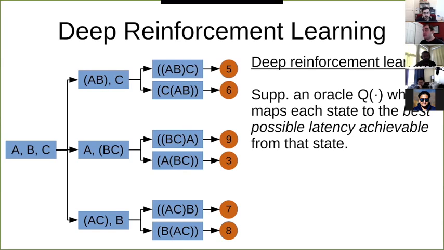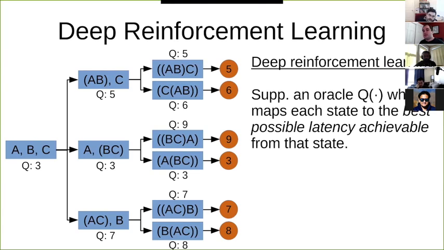Now, deep reinforcement learning, on the other hand, instead of assuming a cost model, suppose we had a magical oracle function that we're going to call Q, which maps each state inside of this MDP to the best possible latency we could possibly get from that state. So in other words, what our Q function does is it tells us, if I'm in this state and then I played the rest of the MDP exactly optimally, what's the latency that I would end up with?